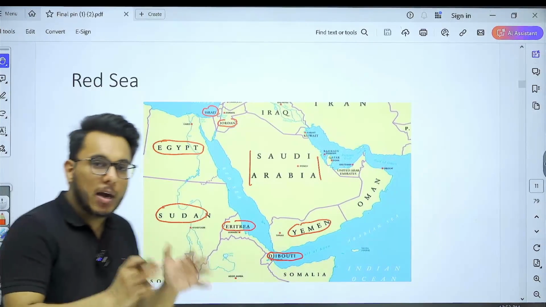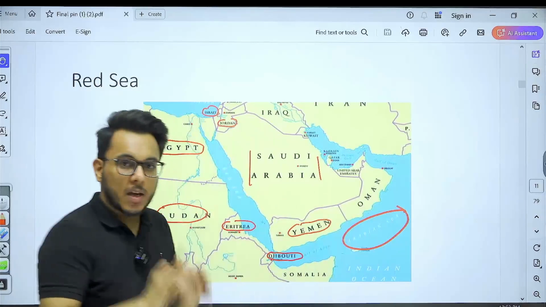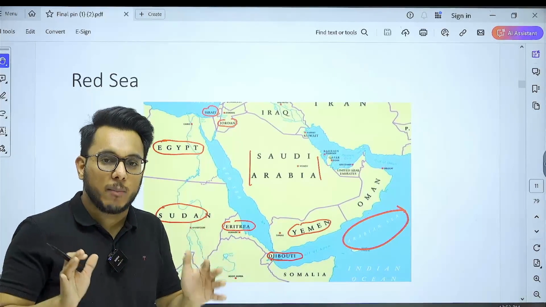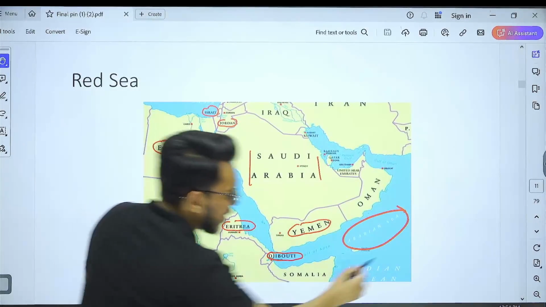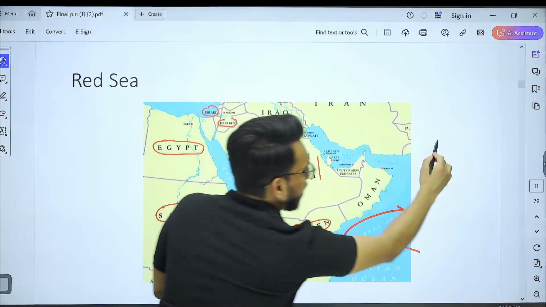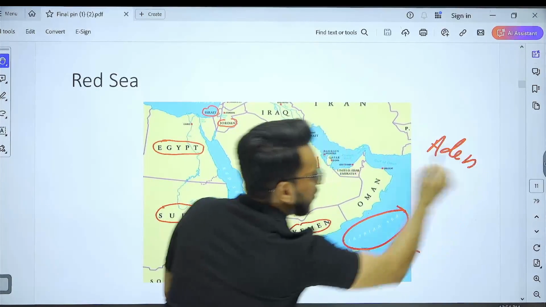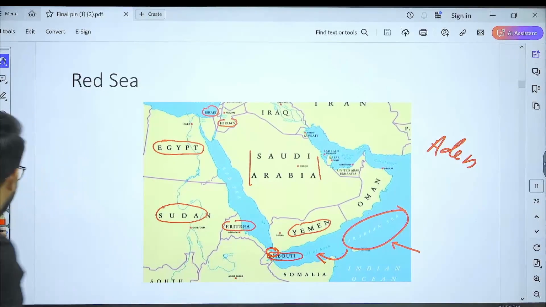When we talk about Red Sea area, first of all, here you have Arabian Sea. Just imagine that you are sitting on a boat and going on Red Sea. First you will cross Arabian Sea. After Arabian Sea, you will enter Gulf of Aden. Then through Gulf of Aden, here you will enter Bab el Mandab Strait.